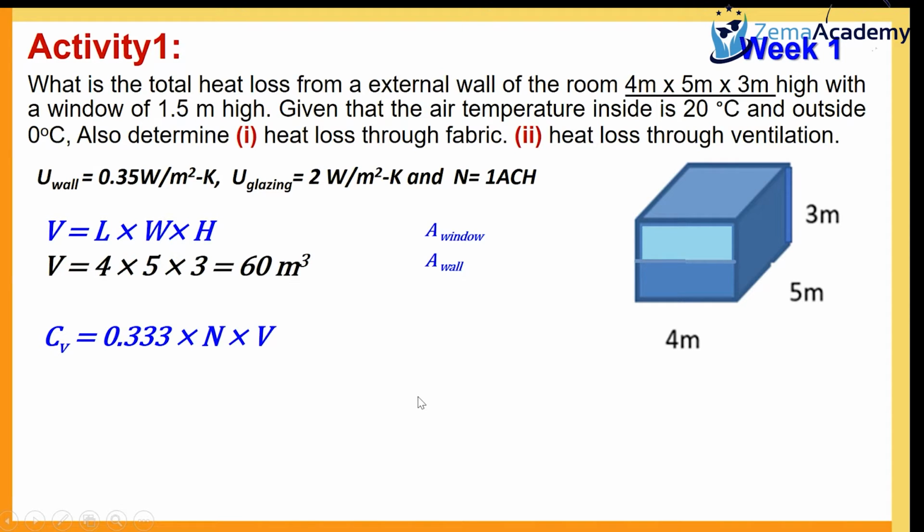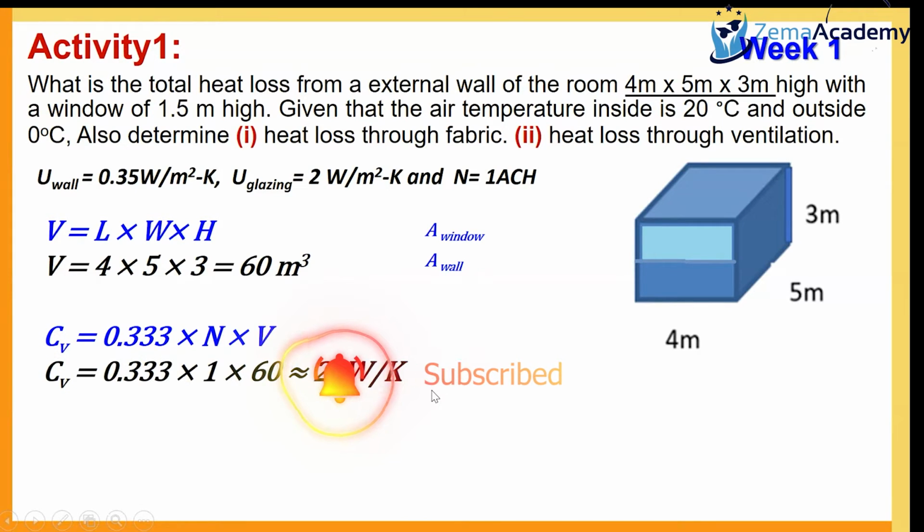So the volume is 60 cubic meters for this space or this room. Using the volume and the number of air changes per hour, the ventilation conductance comes out to be 20 watts per Kelvin.